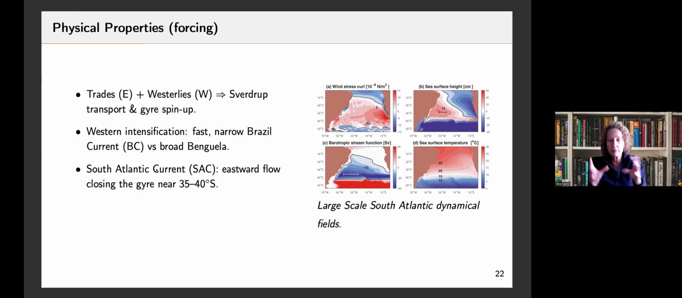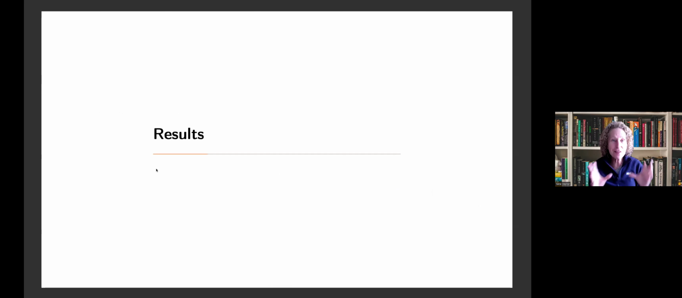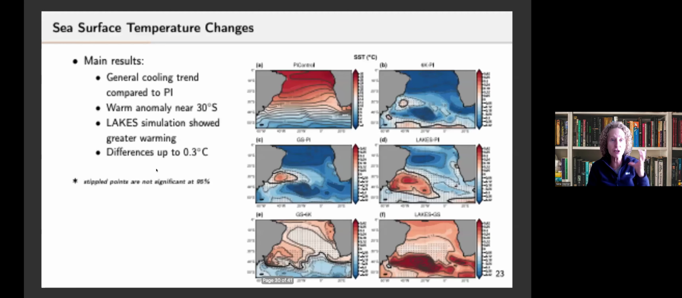So these are the primary physical forcings that we look at when we look at dynamical changes of the South Atlantic. So finally, after all this explanation, I'm going to show you the results. And the reason I tried to describe a little bit of the complexity of the South Atlantic circulation is so you can appreciate the differences in the results that I'm going to show you.